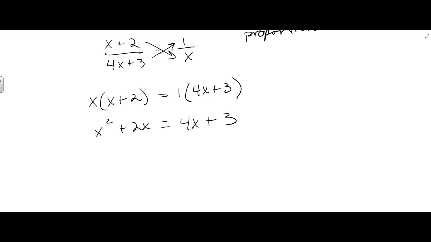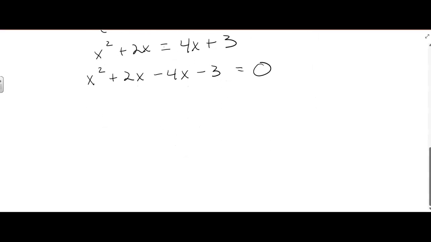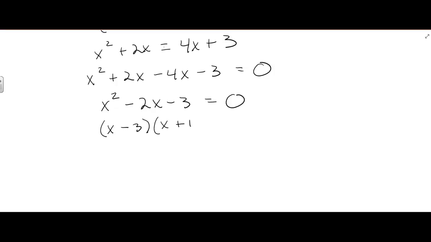So we've got to get everything on the left so we can solve it. x squared plus 2x minus 4x minus 3 equals 0. So remember, when you cross to the other side, it changes the sign. Now I simplify. Okay, and I get x squared minus 2x minus 3 equals 0. That's a quadratic equation set to 0. I can factor it, or I can use the quadratic formula. I'm going to factor because it factors: (x minus 3)(x plus 1). So I get 2 possible solutions: x equals 3, and x equals negative 1.